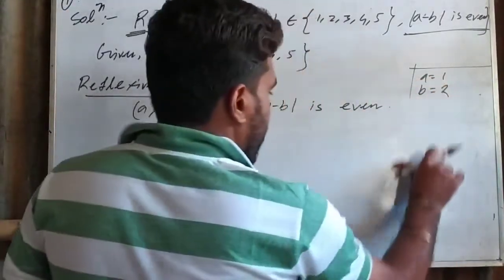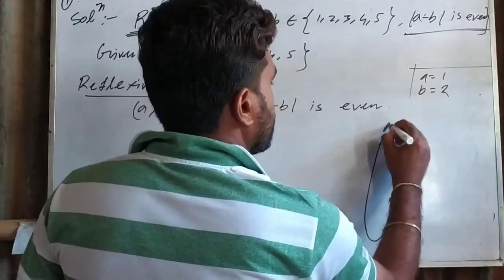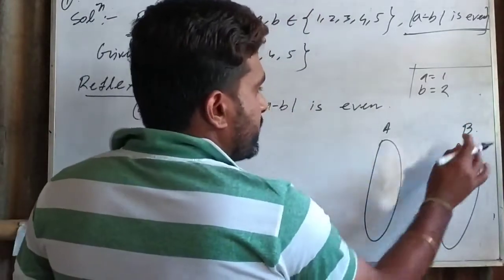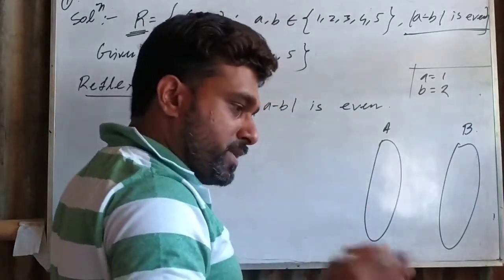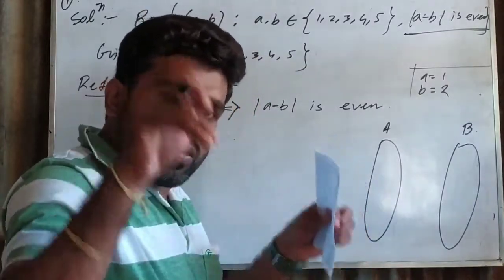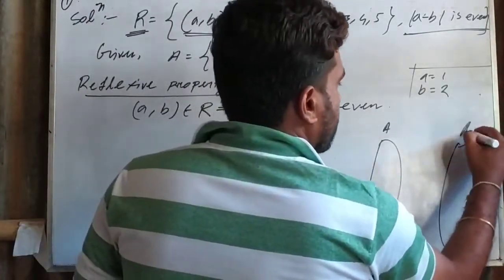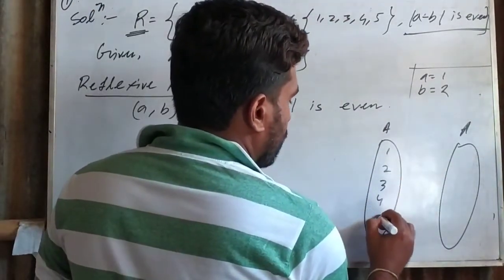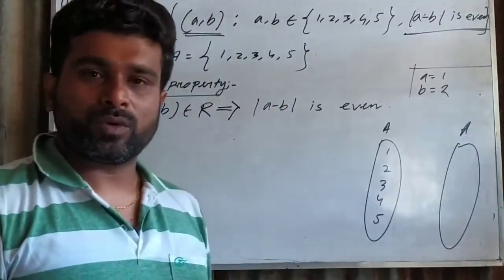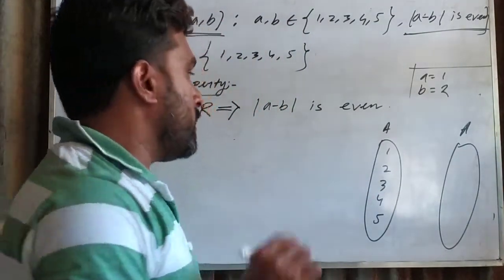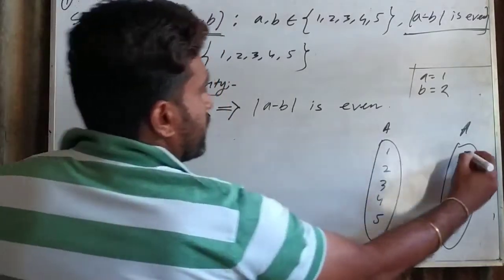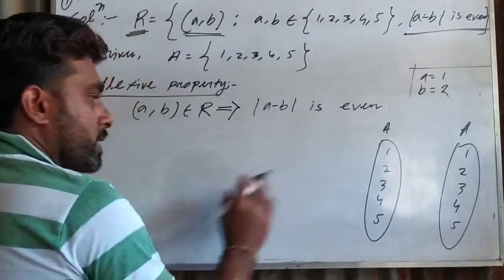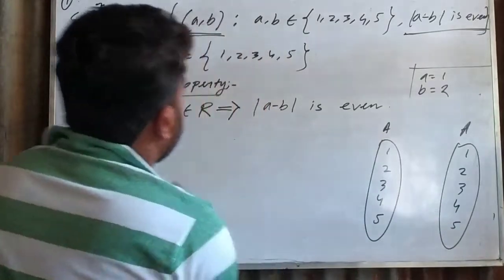Now if you draw a diagram here, this is your set, set A and B. Actually this B set is not given, only one set is given. That means this relation is working on one set only. That means both sets are A here. So 1, 2, 3, 4, 5, and here again 1, 2, 3, 4, 5. Okay, am I right? Now just draw this diagram here.